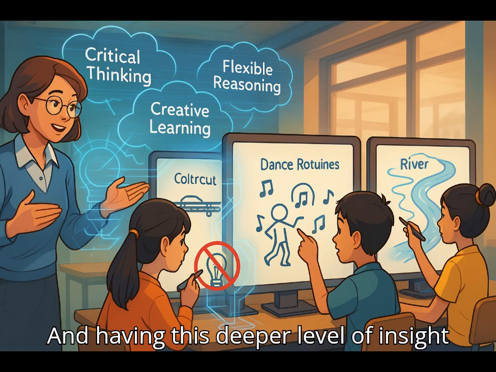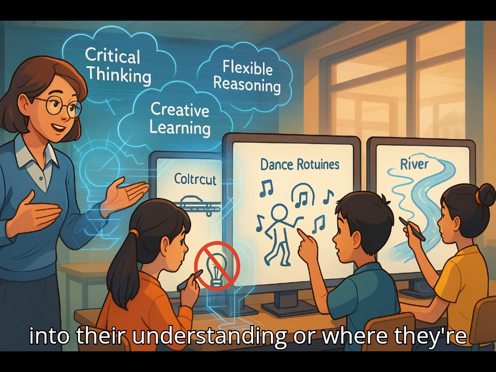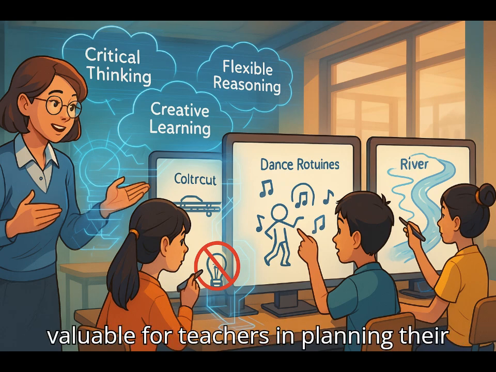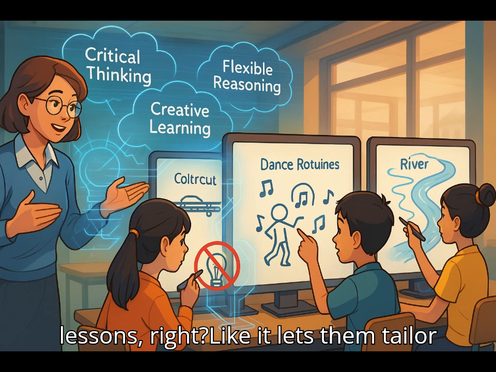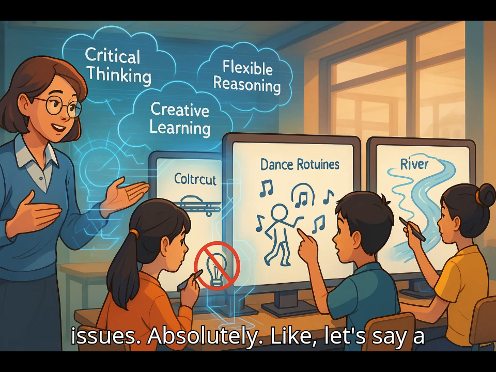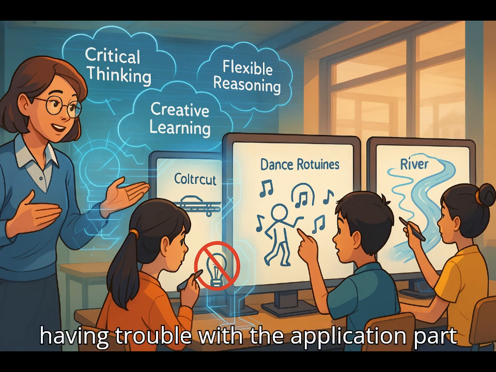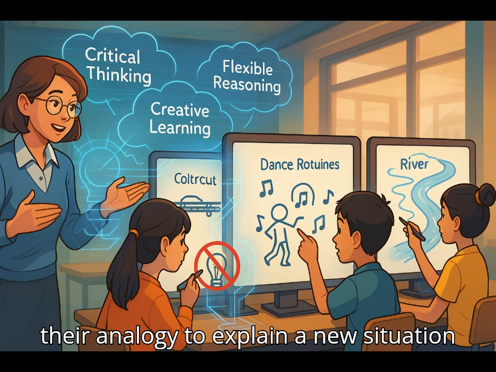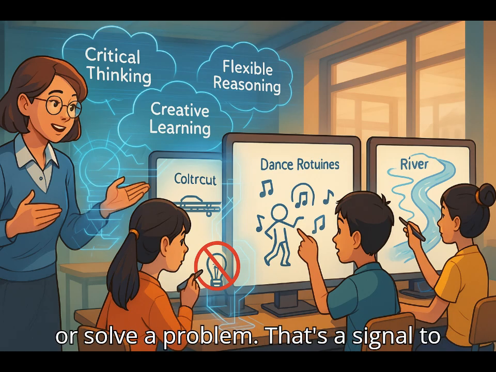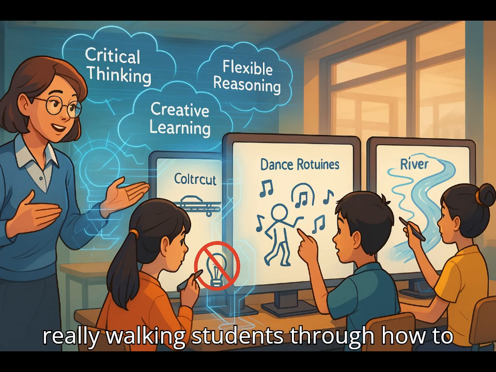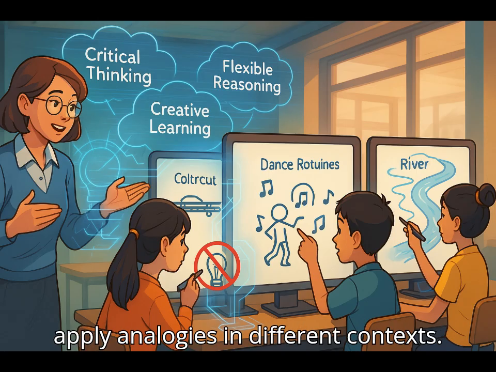That's so powerful. And having this deeper level of insight into their understanding or where they're misunderstanding things, that must be so valuable for teachers in planning their lessons, right? It lets them tailor their teaching to address those specific issues. Absolutely. Let's say a teacher notices a lot of students are having trouble with the application part of AMP. Meaning they can't really use their analogy to explain a new situation or solve a problem. That's a signal to the teacher that they might need to focus on providing more diverse examples and really walking students through how to apply analogies in different contexts.